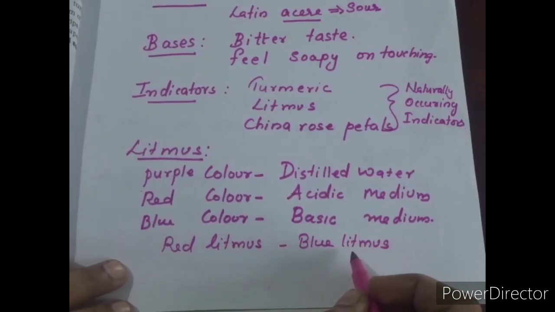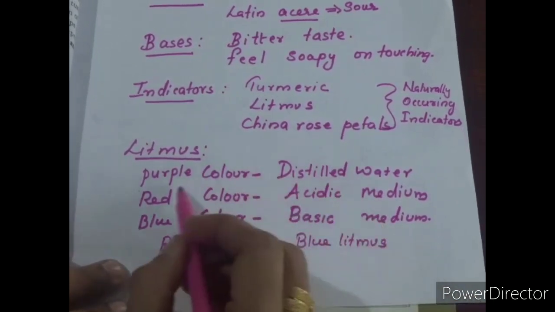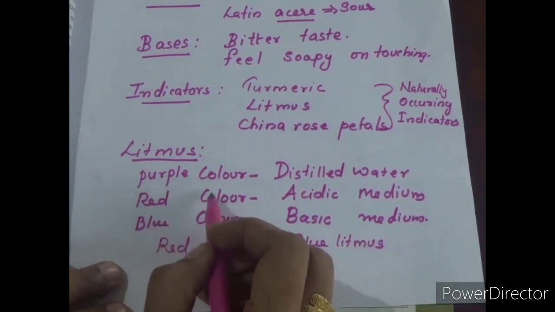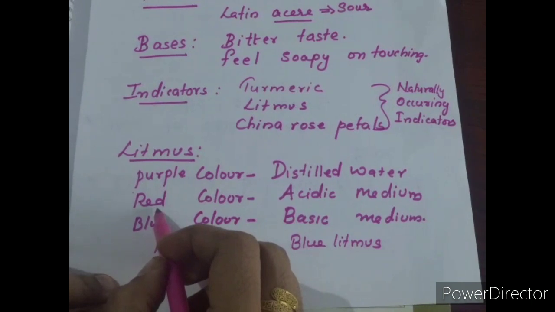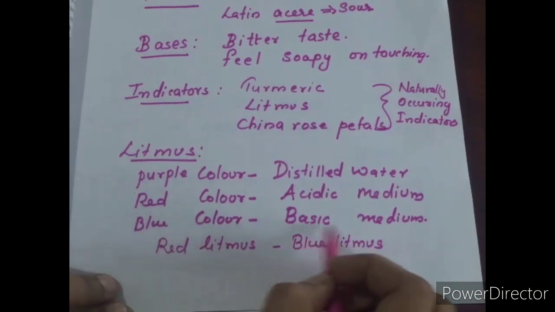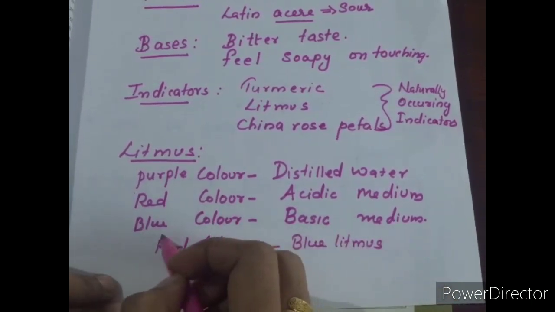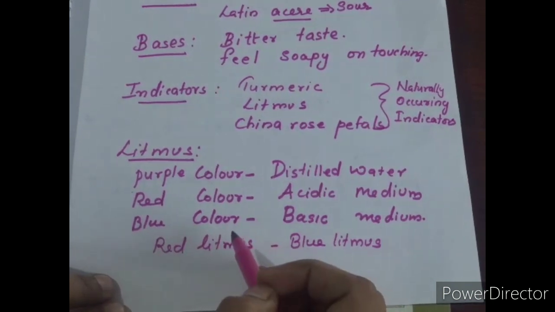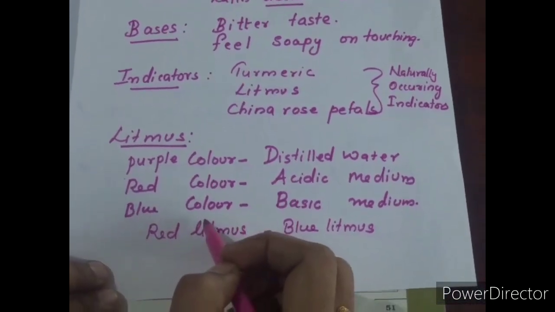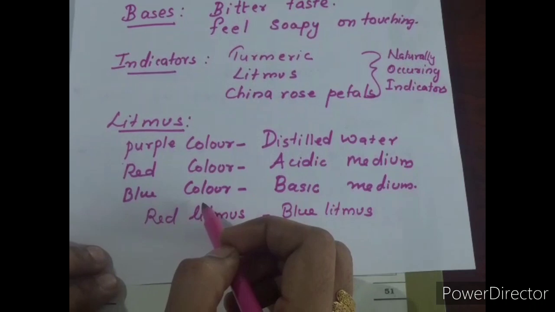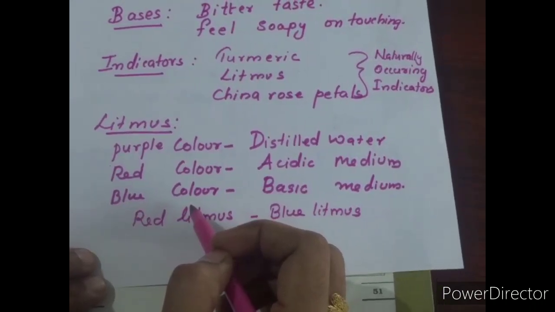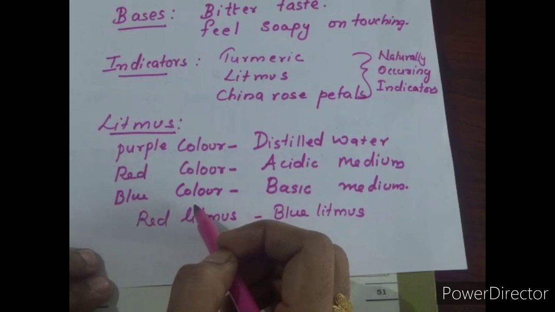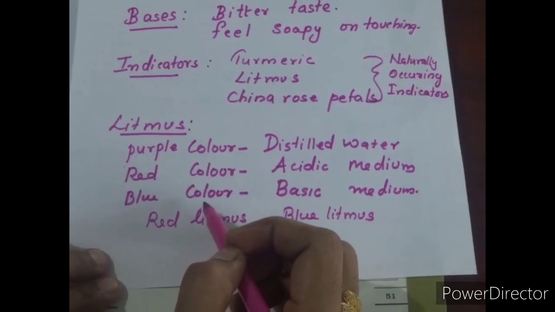To repeat it again, in distilled water, litmus paper has got a purple color. In acid medium, litmus paper shows red color, and in basic medium, litmus paper shows blue color. So by using litmus paper, we can identify whether a substance is acidic or basic. Now let's consider other examples.